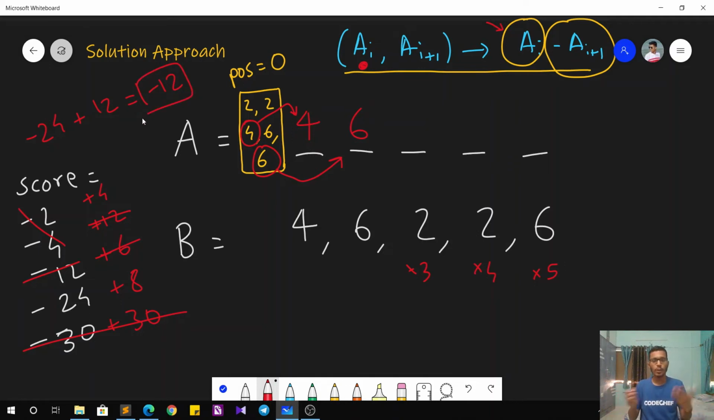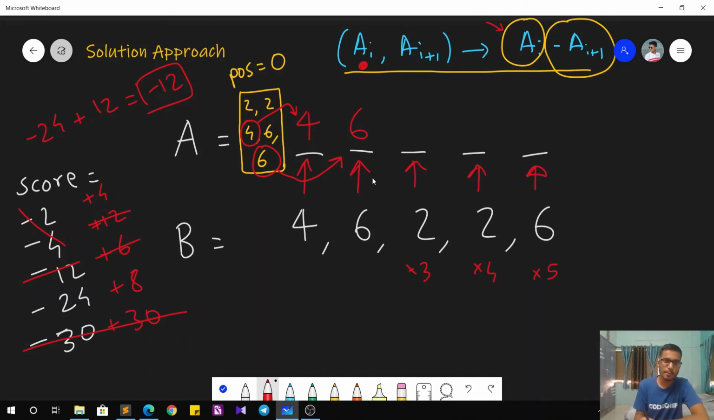But wait, the question asked us that we have to maximize this score. So if you take many examples and do these kind of swaps with them, you will understand that actually in this game there's only one score possible. There is no maximum score and minimum score because the positions of the elements are finally fixed. 4 should finally come over here, 6 should finally come over here, similarly for all other elements. So there is nothing you can do about this score. There is only one possible score, and that is the maximum possible score.